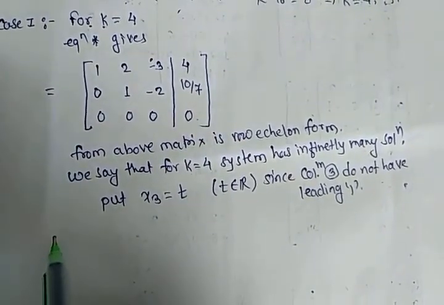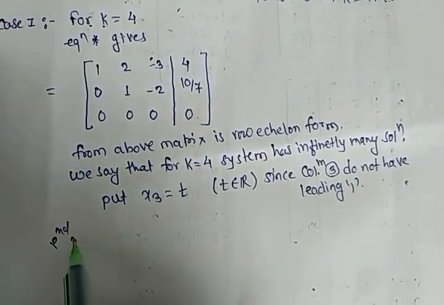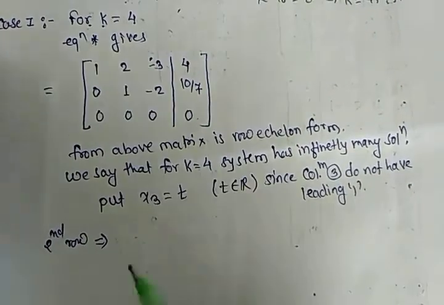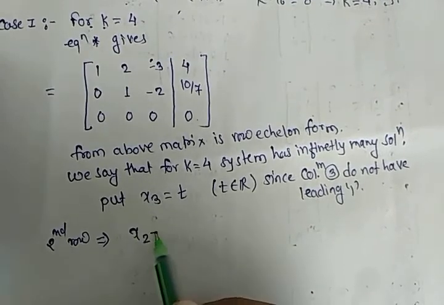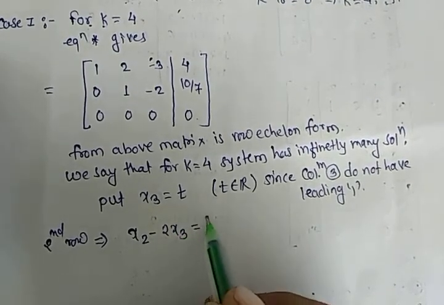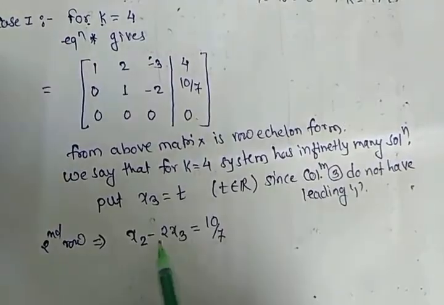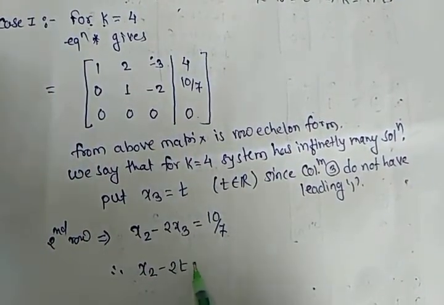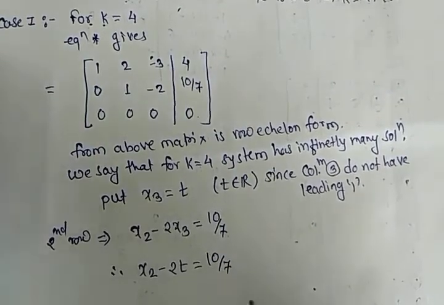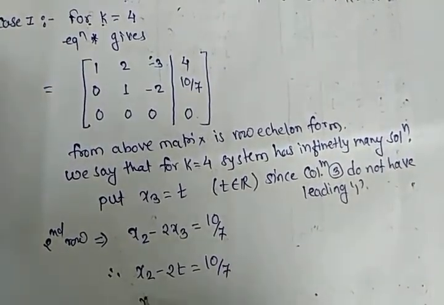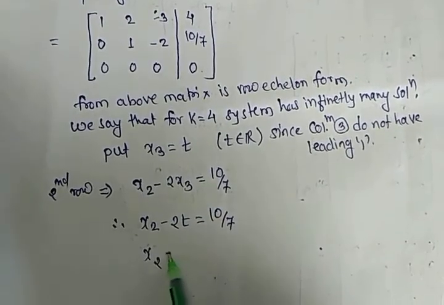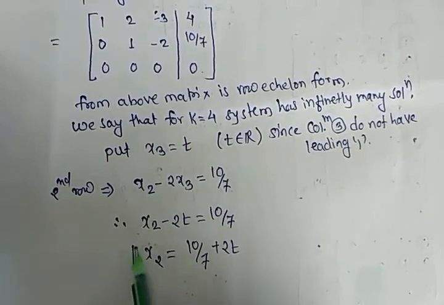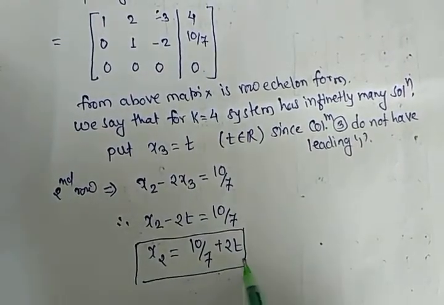From the second row we can write x2 minus 2x3 is equal to 10 upon 7. So put x3 is equal to t, therefore x2 minus twice t is equal to 10 upon 7, which gives x2 is equal to 10 upon 7 plus 2t, which is our second solution of the system.